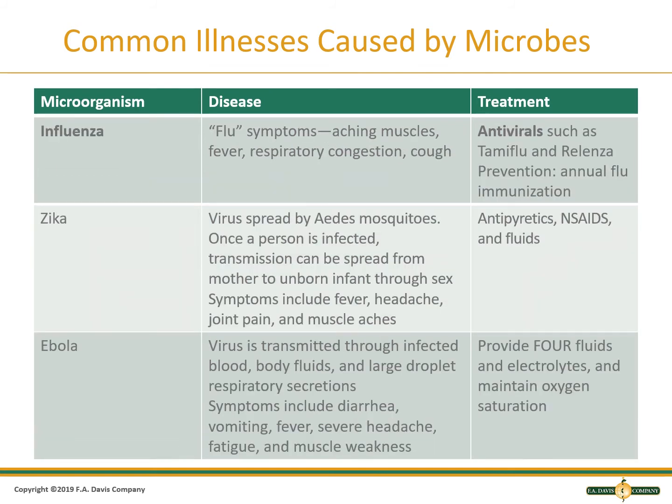Influenza. So this is the flu. You have aching muscles, you have fever, respiratory congestion, cough. Antiviral medications such as Tamiflu and Relenza are given, and basically the prevention is an annual flu shot.